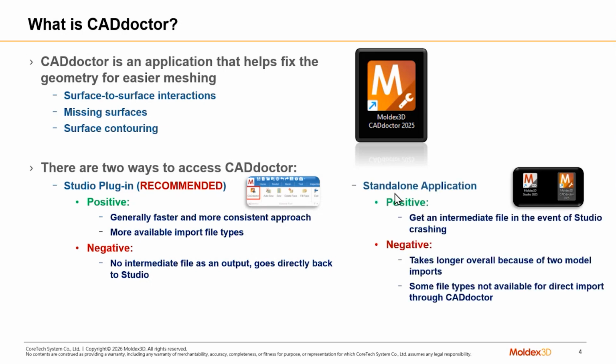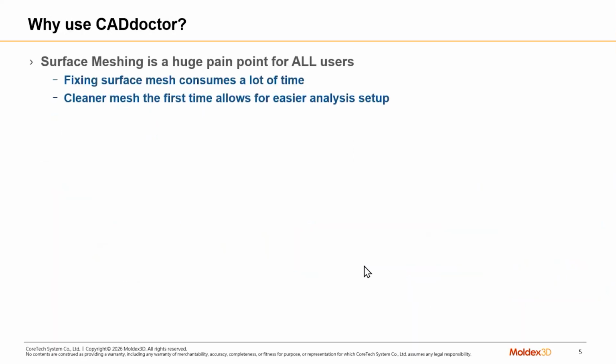The other way is through the standalone application. You can open up CADdoctor as a standalone application, repair your model, and then export from that standalone application and import it into Studio, kind of like a step file. That procedure is a little bit more tedious, a little bit less straightforward, so I usually don't recommend going through the standalone application. The plugin in Studio is much more efficient, and you also have access to more import file types like your SolidWorks files and CATIA files that you don't have access to in the standalone CADdoctor application.